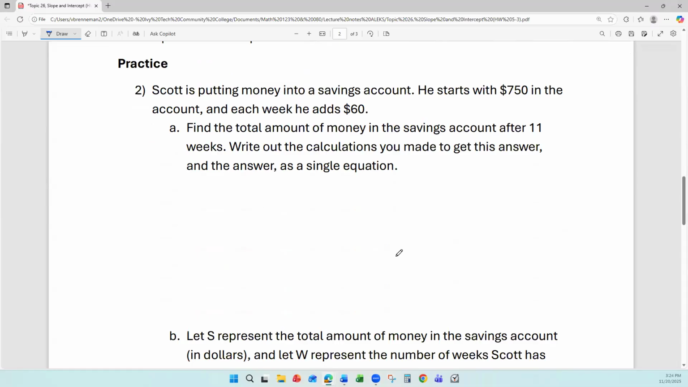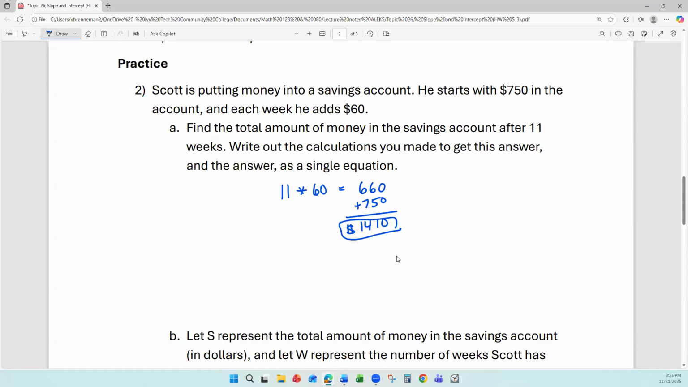Probably you can figure out how to calculate that. You have the 11 weeks. He's putting in $60 each week. So you might do something like 11 times 60 is 660. And then looking back, he started with 750. So I'm going to add the 750 onto that and get 1410.